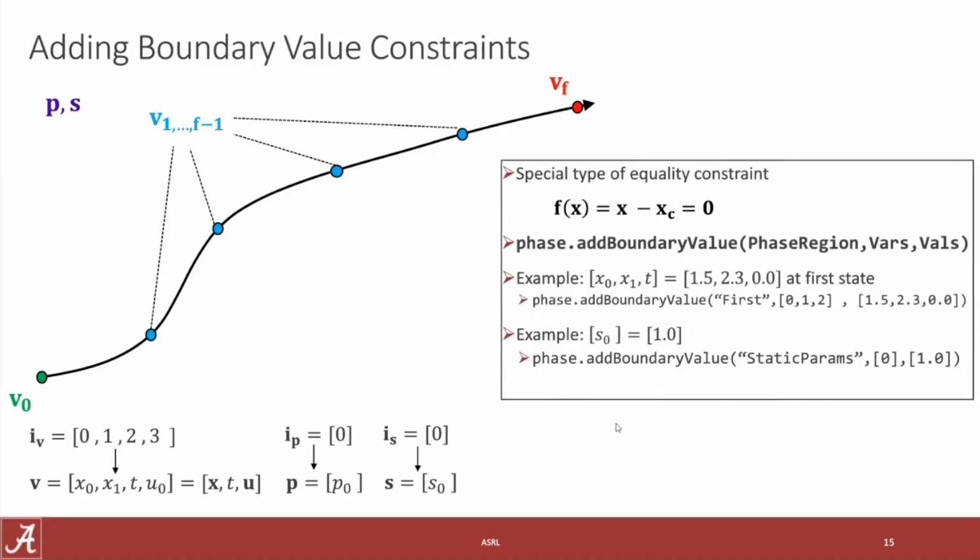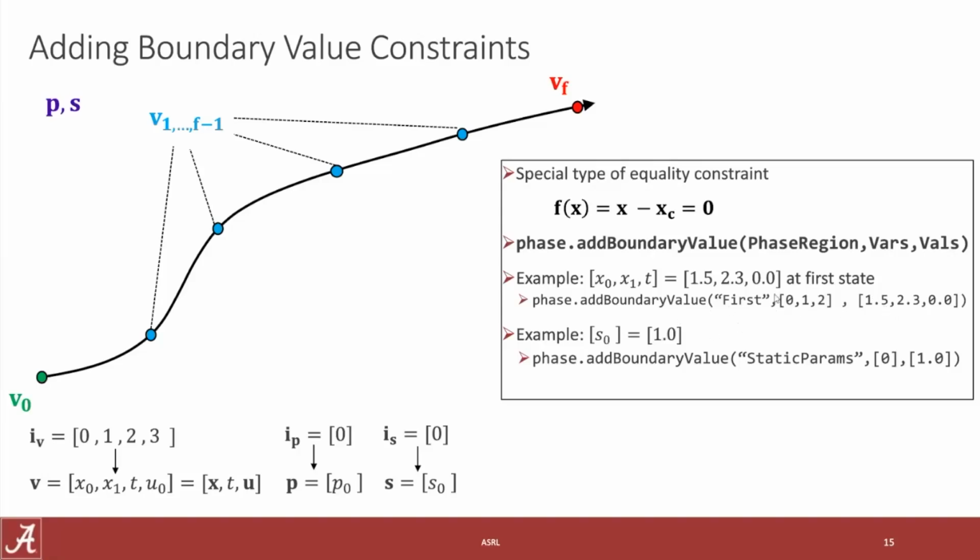There is a special type of equality constraint you can add, called adding a boundary value. So on the back end, this is an equivalent statement of adding an equality constraint, really, but if you need to bound a certain phase region, you can use add boundary value. So this is a good shorthand. For example, if you have a set of initial conditions that you must constrain your problem to, you can just say add boundary value to the first or front phase region, have which v variables, the states, time, or u that you need, and then the values that you actually want them to be set to.